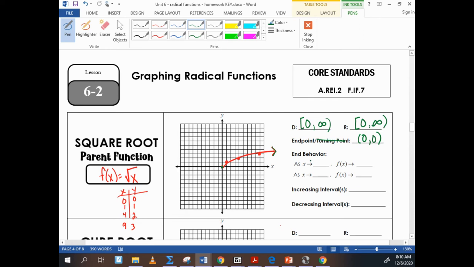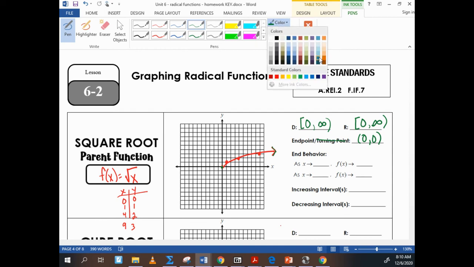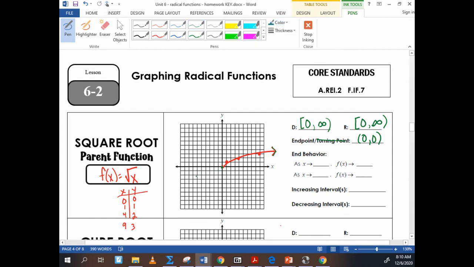All right, now end behavior is a little different this time. Notice we're writing it different too. I don't write as x goes to infinity and as x goes to negative infinity, because x does not go to negative infinity on this picture. So you're going to have to fill in the end behavior.